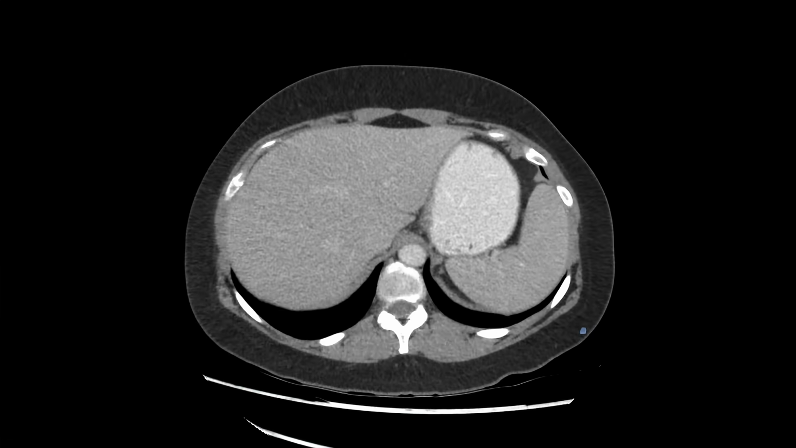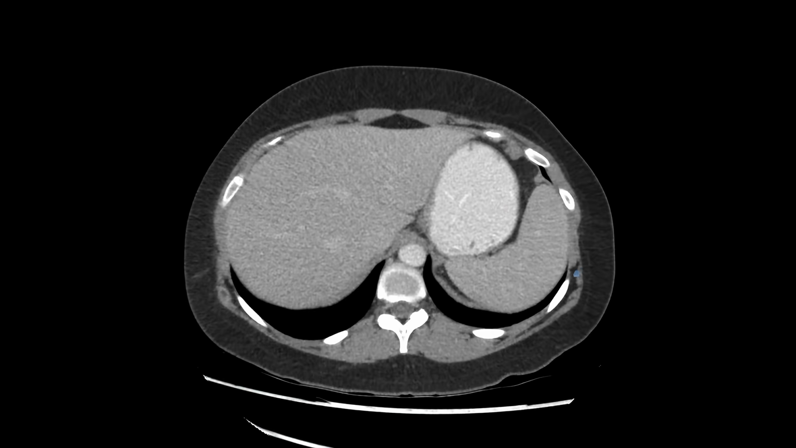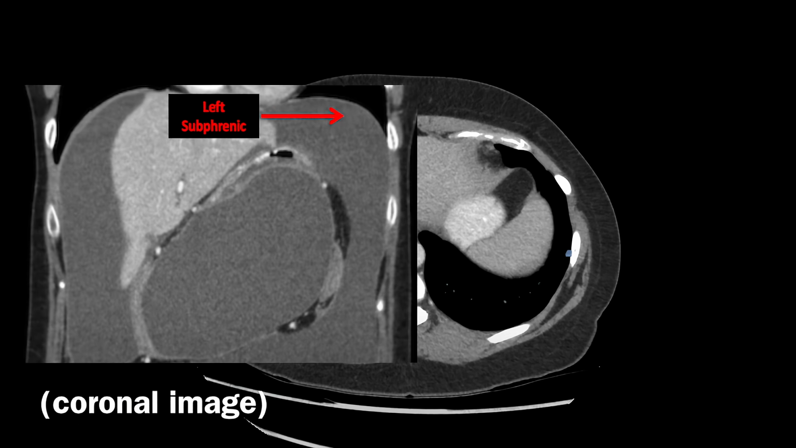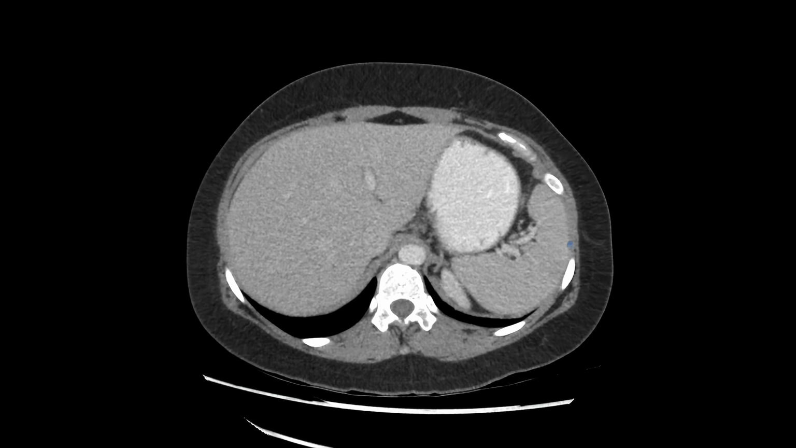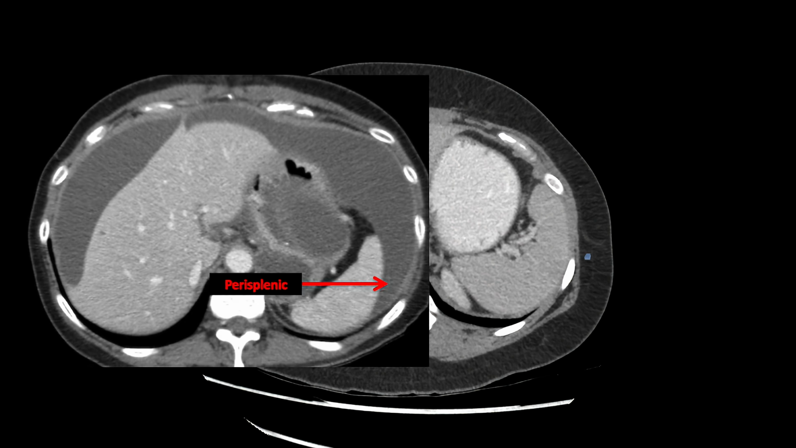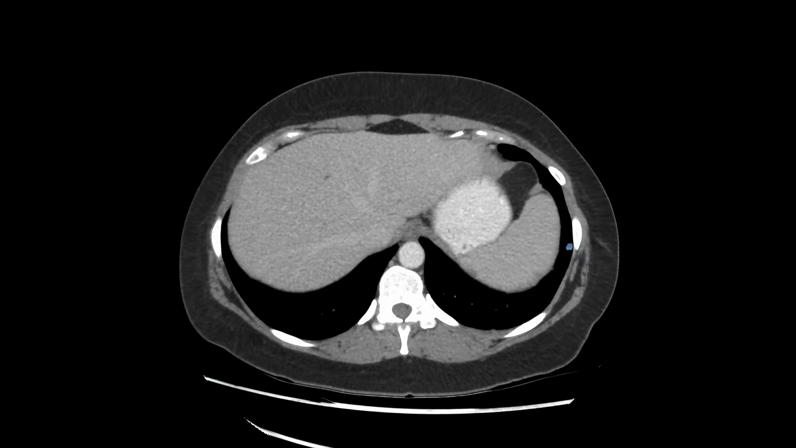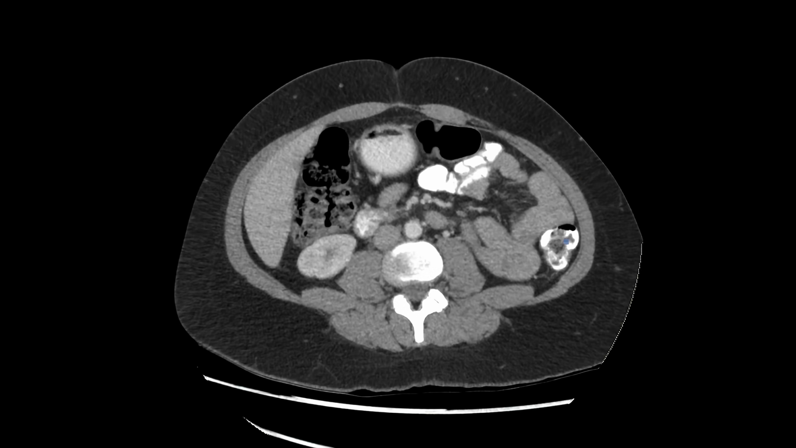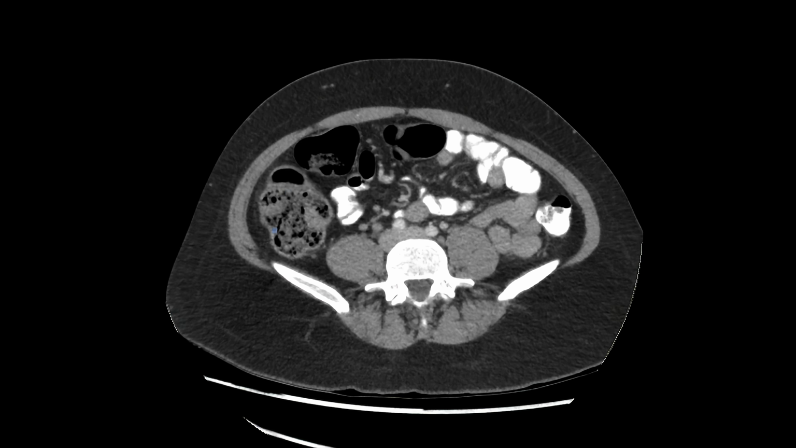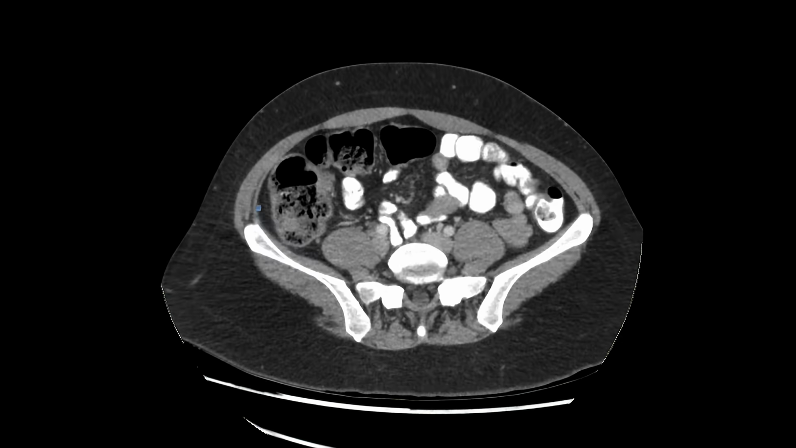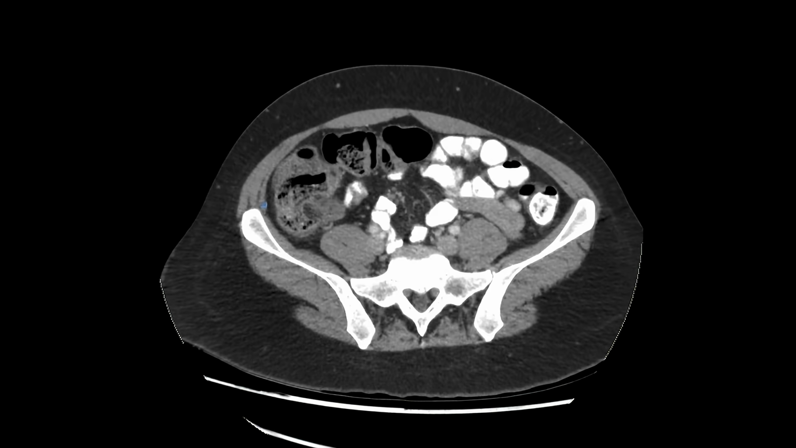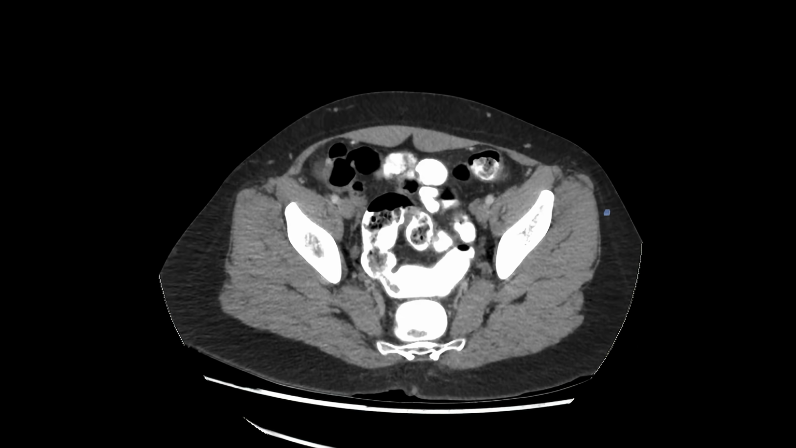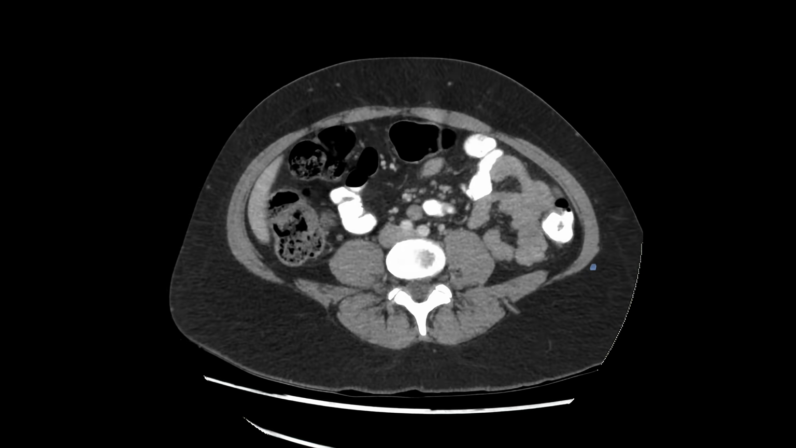In the left upper quadrant, we have the spleen here. And similar to the right, we have the left subphrenic space, again under the diaphragm, and the left perisplenic space around the spleen a little bit lower down. In the flanks, near the descending and ascending colons, we have the right pericolic gutter and the left pericolic gutter. This is another location where you may see peritoneal metastases or free fluid.